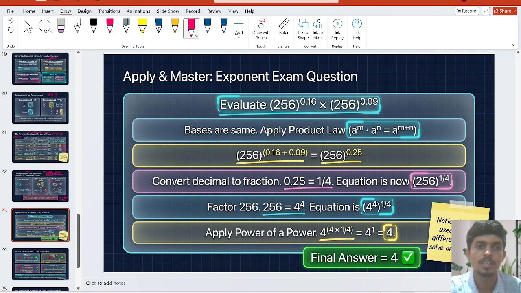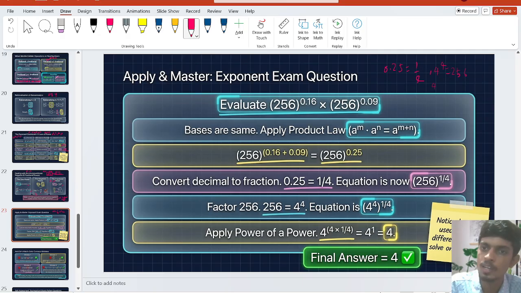The next concept is to apply the exponent rules in an example: 256 raised to the power 0.16 times 256 raised to the power 0.09. Applying a to the power m into a to the power n is equal to a to the power m plus n, we add the powers 0.16 and 0.09 since the base 256 is the same. So 256 raised to the power 0.25, and you know that 0.25 can be written as 1 by 4. So 256 raised to the power 1 by 4. And you already know that 4 to the power 4 is equal to 256.